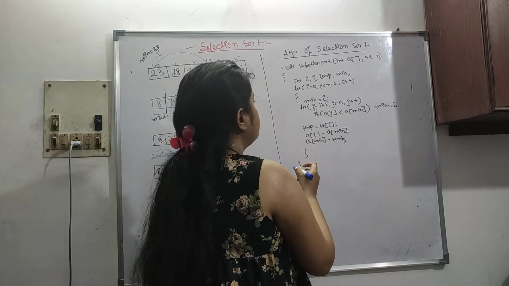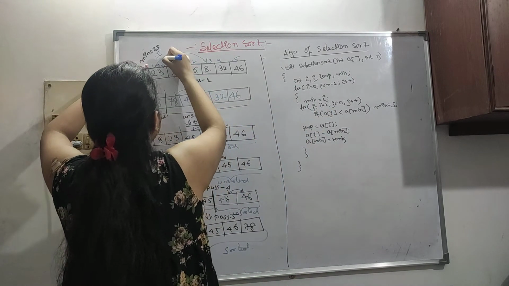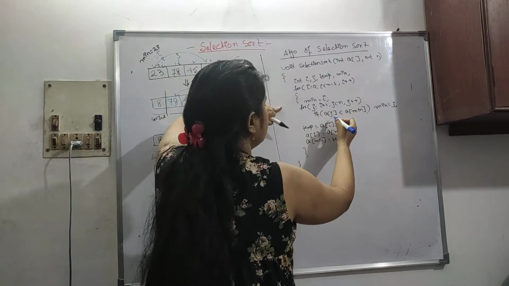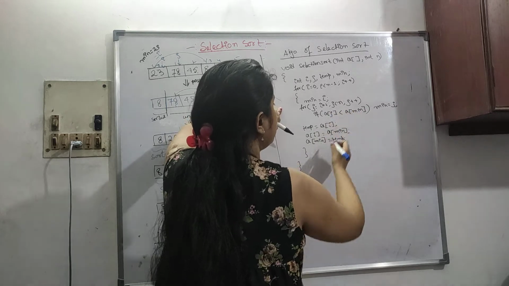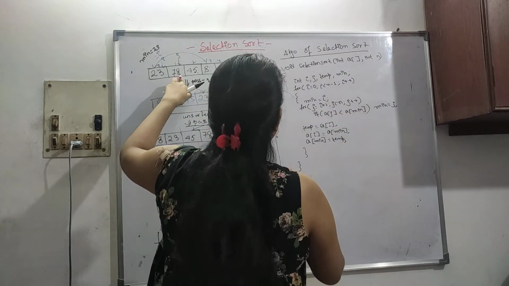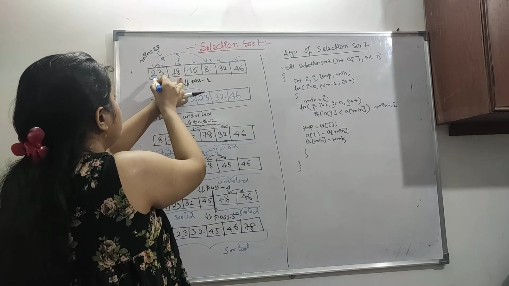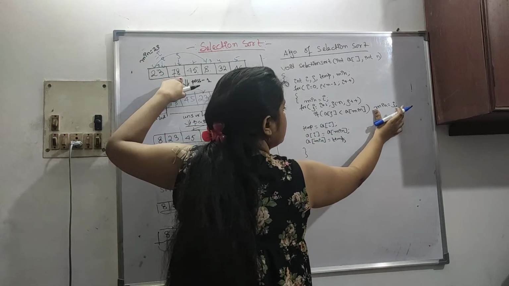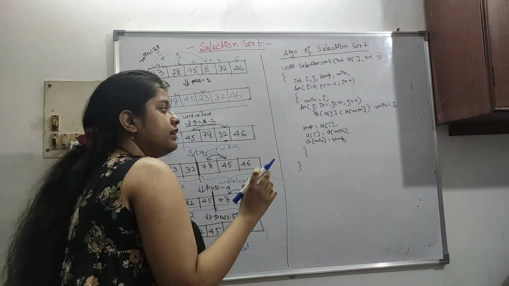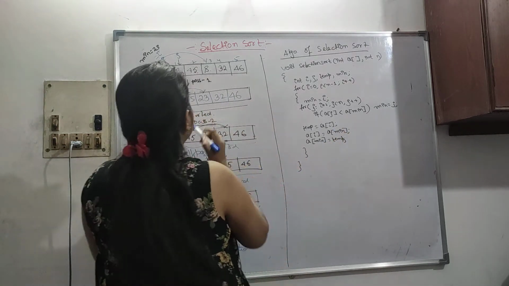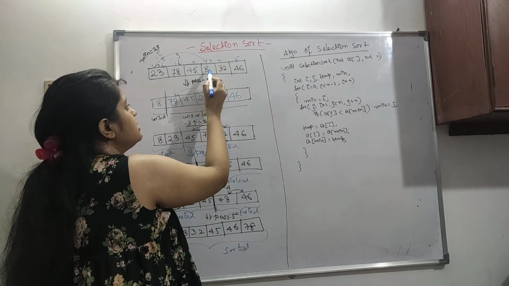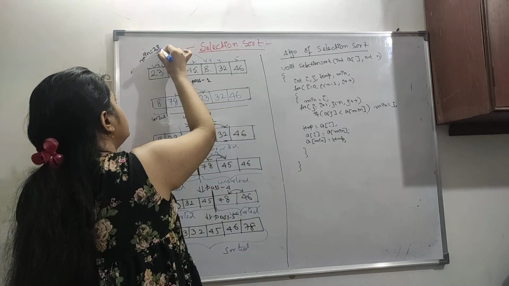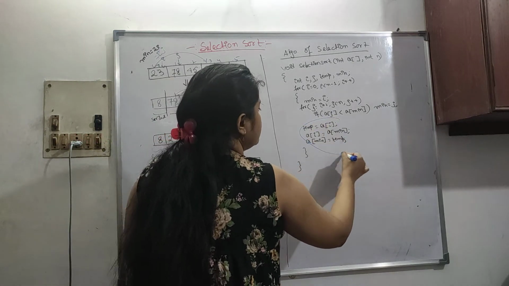Now j will run from i plus 1. i was pointing here, so j will point here, at i plus 1. j is less than n, yes, it's true. So if a of j is less than a of min. a of j is what? 78, right? And a of min was 23. Is a of j less than a of min? It's not true, so the min value is not updated. Like this, min will be updated when a of j coming here is less than a of min. Then the min value will be updated from i to j, and then comes the swapping part.